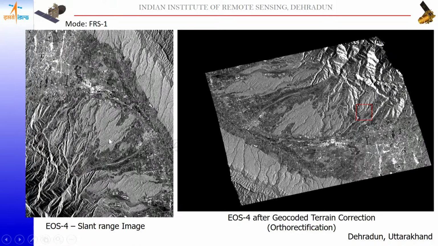This is the Dehradun image. You can see this is the slant range image of Dehradun. Here you can see how the mountains look in the slant range image, but after doing the terrain correction, how do the mountains look? After this, you can see the proper mountain shape, and you can perceive the valleys and ridges in the SAR image. This is the Dehradun area image.